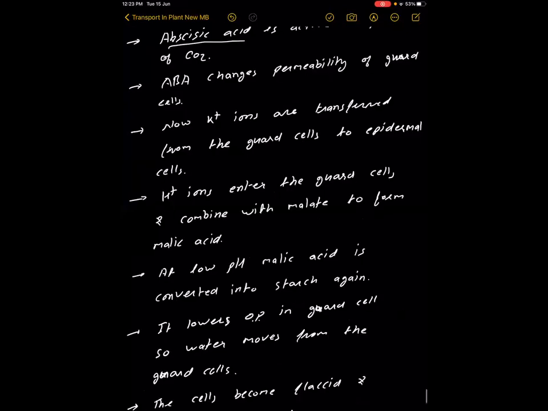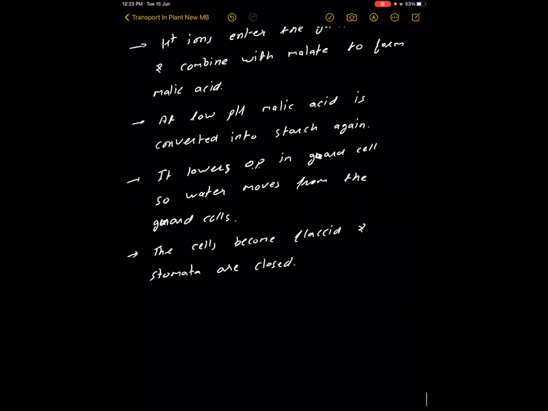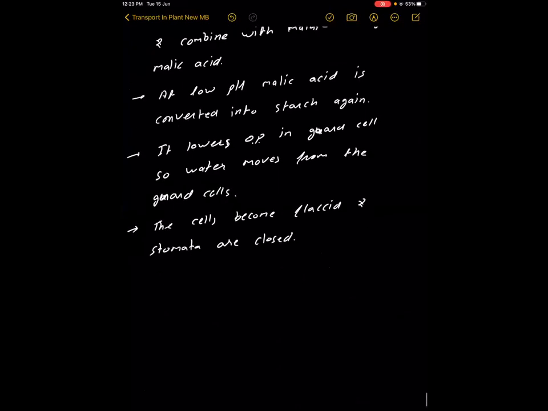So I'm showing you from these last three points. At low pH, malic acid is converted into starch again. The cells become flaccid. Cells means guard cells. They become flaccid and stomata are closed. Flaccid means water is moving out.